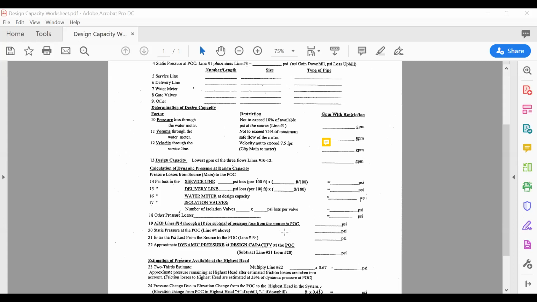So line 22 is basically taking the static pressure at our POC and subtracting our pressure loss to our source or to our POC. So it's 54.38 minus 35.56, which should give us 18.82 PSI.